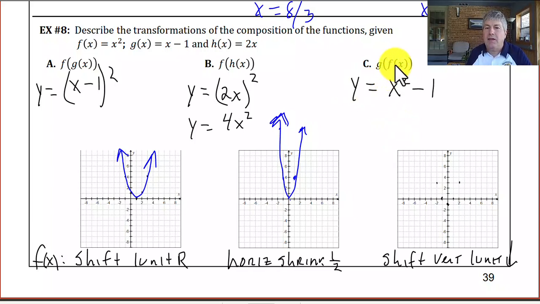And then in C, we're going to take f of x and put it into g. So now our inner function is x squared, and our outer function is x minus 1. So now we have the quantity x squared minus 1. Now this is a shift up and down the y-axis. We're going to shift down just 1 unit. So we have a shift vertically 1 unit down, and there's our graph of y equals x squared minus 1.